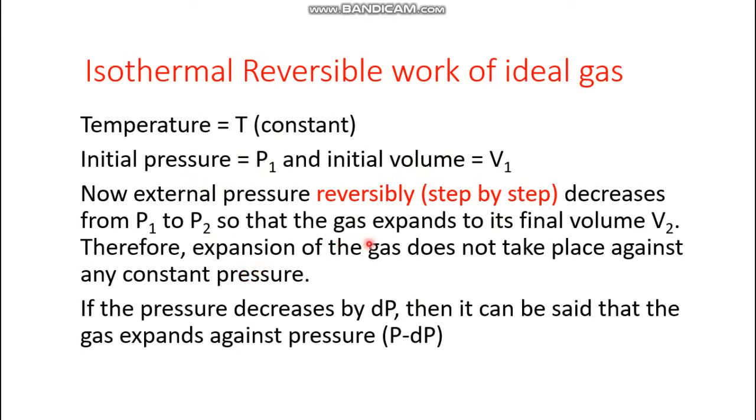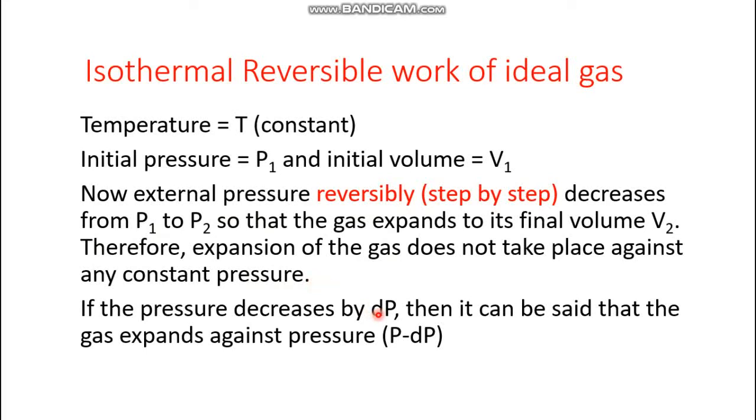Now the external pressure, which is reversible, step by step decreases from P1 to P2 so that the gas expands to its final volume V2. So the gas is expanding from V1 to V2, its final volume. In this context, actually there had been a number of steps, 1000 steps, or as many steps as you can think of, because this is a reversible process and it is always taking place in small steps. Therefore the expansion of the gas does not take place against any constant pressure, so the pressure term becomes variable here.